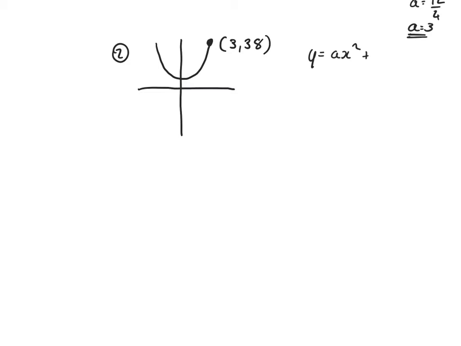Okay, next one, example 2. And again, the parabola does not go through the origin. It does, however, go through the point (3, 38). And the parabola is of the form y equals ax squared plus 2, and I need to find a. So again, the x coordinate is 3 when the y coordinate is 38.